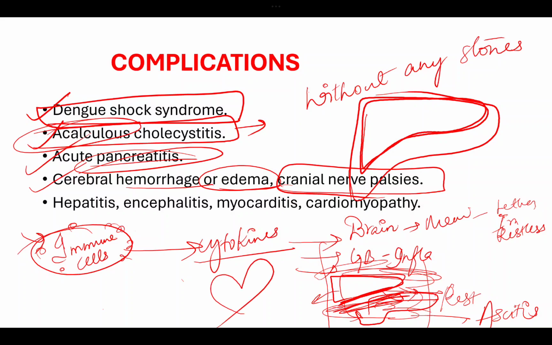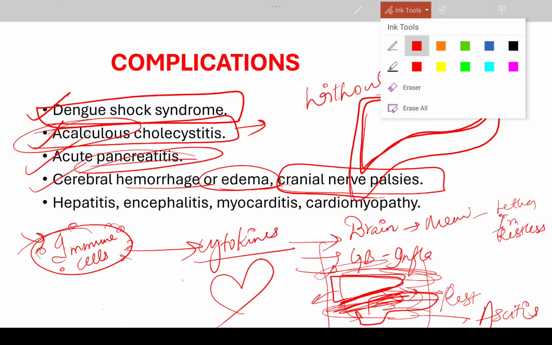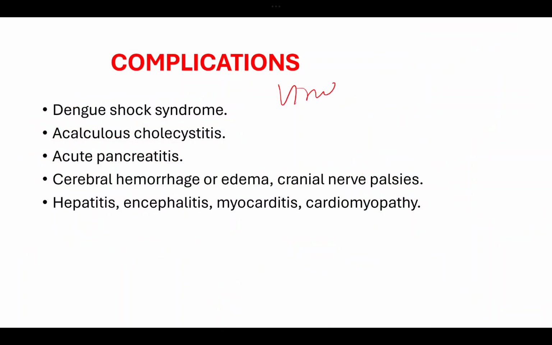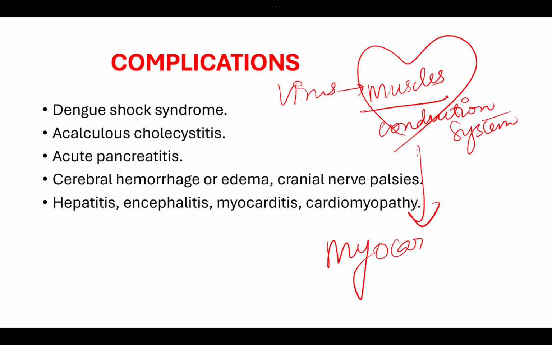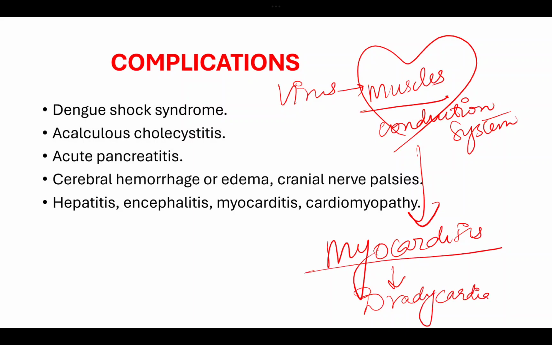How does myocarditis occur? We see that the virus also affects the heart muscles, and also the conduction system of the heart. It causes myocarditis, and it slows down the electrical conduction of the heart, leading to bradycardia. When it affects the heart's conduction system, the electrical activity of the heart is affected, resulting in bradycardia, and it also causes severe bleeding.